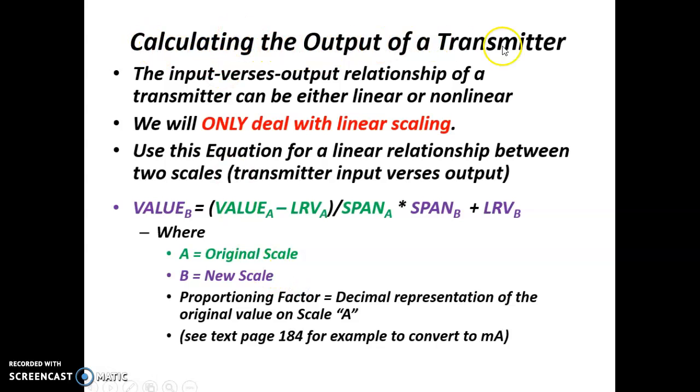Now when we want to calculate the output of a transmitter, we're going to be going from one value to another. We only deal with linear scaling here, and that's mostly what you'll be dealing with anyway. So value B will be the new value, and value A is your original scale. In the case of pressure, we're going to transmit pressure and convert it to milliamps, which is basically what you'll be doing most of the time. You start with your initial value in pressure and your span, and you multiply by your span in milliamps and add the lower range value, so 4 to 20. This is pretty straightforward, and we'll see examples of that.